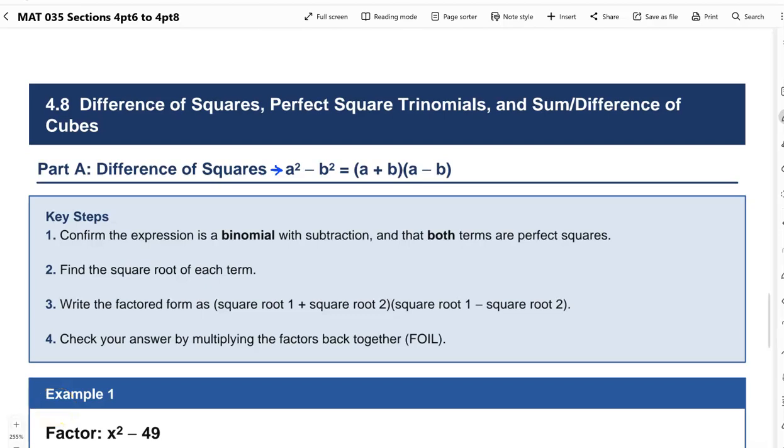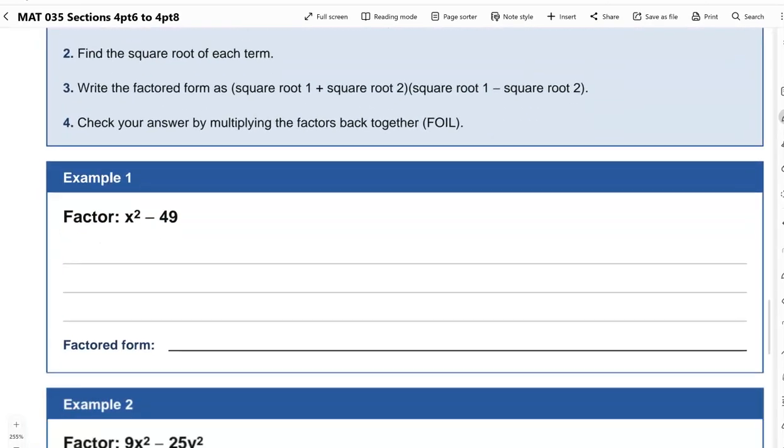So in this video, we're going to talk about difference of squares, perfect square trinomials, and sum and difference of cubes. Difference of squares is where we're going to start. It is literally a difference of two things that's being squared. So it's going to have a format a squared minus b squared. It's always going to factor into a plus b times a minus b.